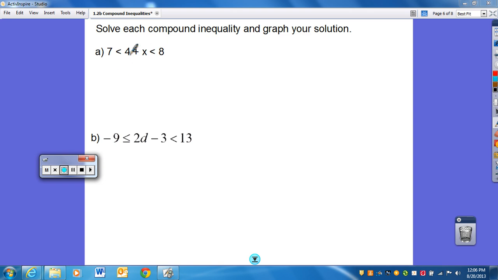I want to get rid of the 4, so I'm going to do the opposite operation, which is I'm going to subtract 4 from all 3 pieces. Keep the symbol because I didn't multiply or divide by a negative. And there is my compound inequality. And that says that x lies between the range of 3 and 4.